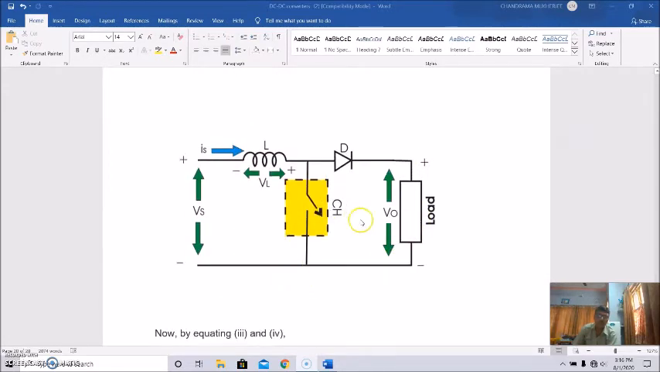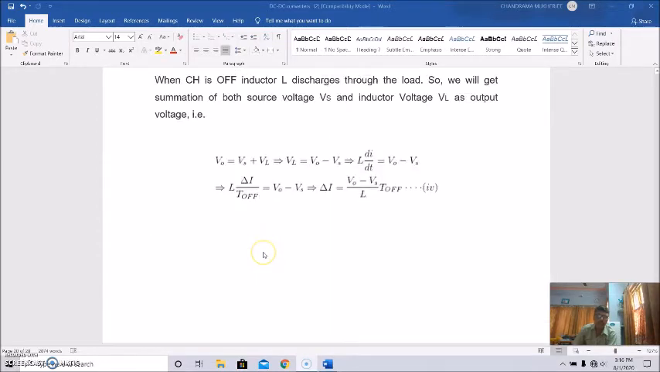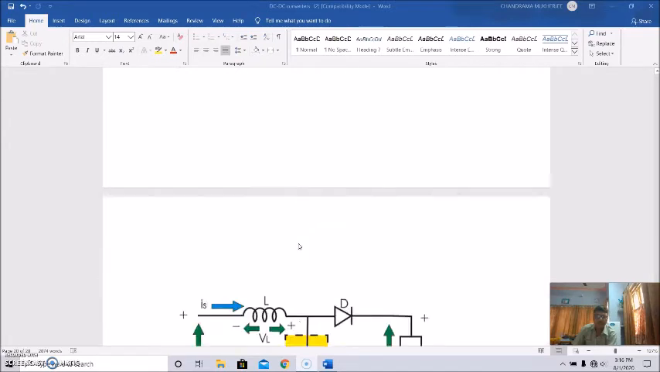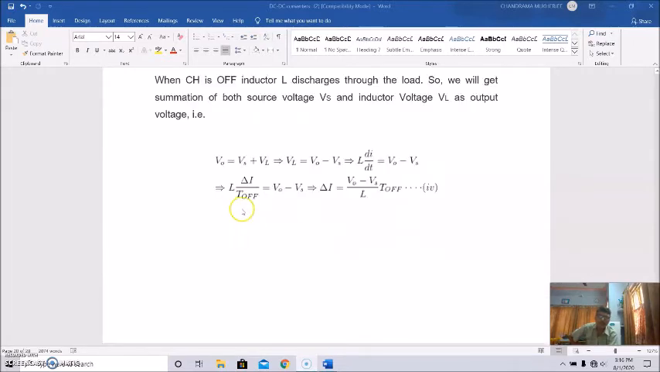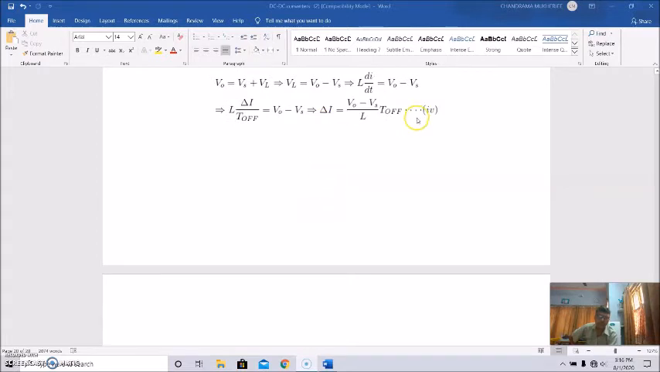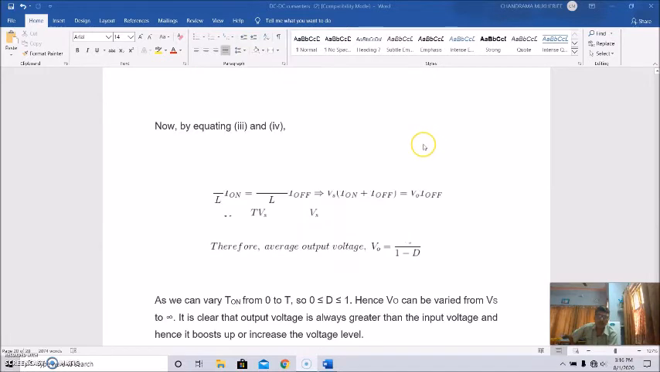So actually these are the conditions. Vs equals this plus this, at turn on conditions. So this voltage equals this plus this, and we can write it like this. From this we get the peak to peak inductor current delta I equal to this. So you equate 3 and 4, so what will you get?